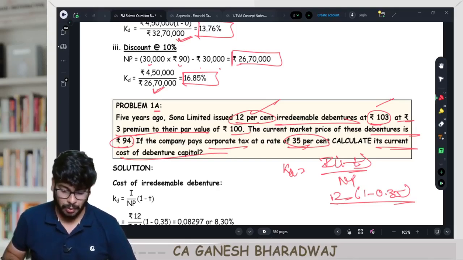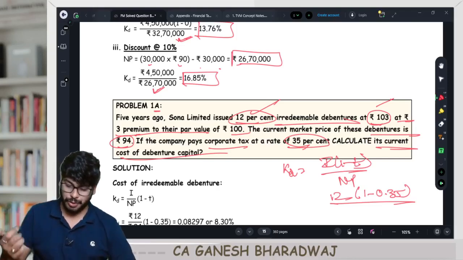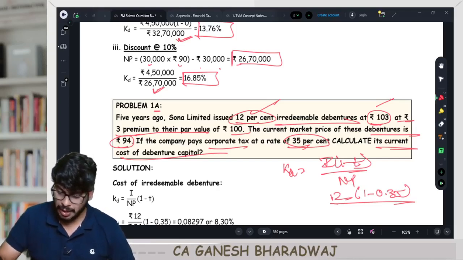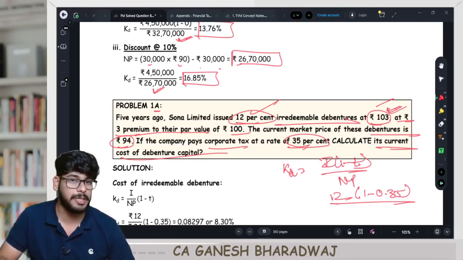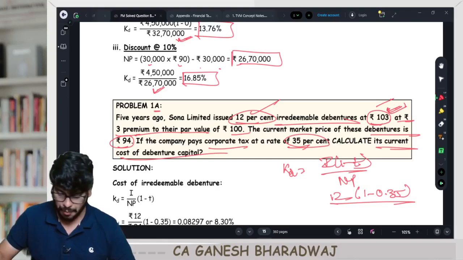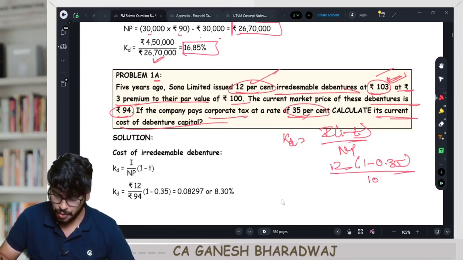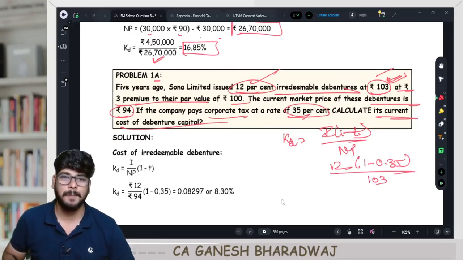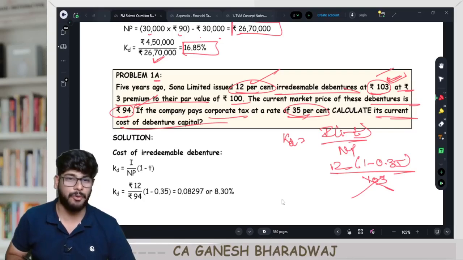Now they have given this figure. Five years ago, the company Sona Limited issued the debentures at how much? 103 rupees, right? This was the actual issue price. So many of you might think that it has to be 103. It is not 103. It is going to be 94. Now, why?